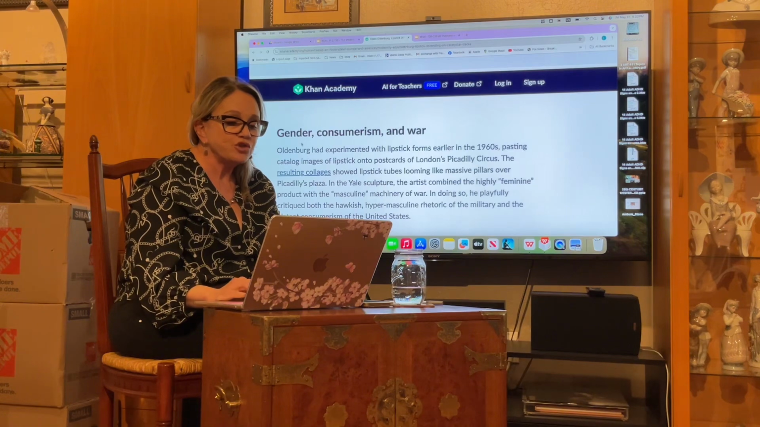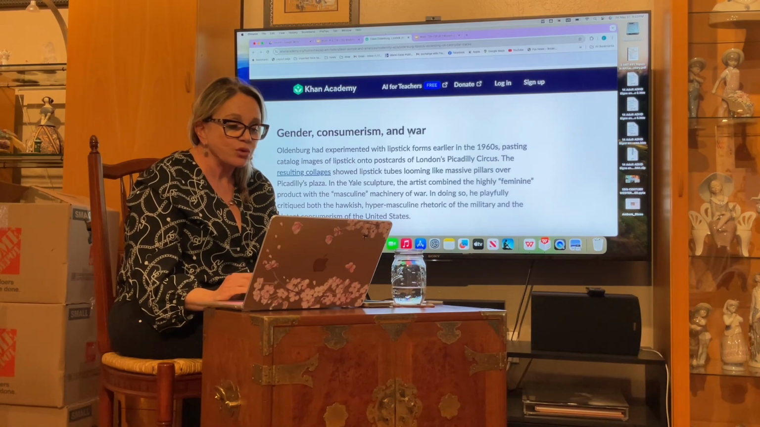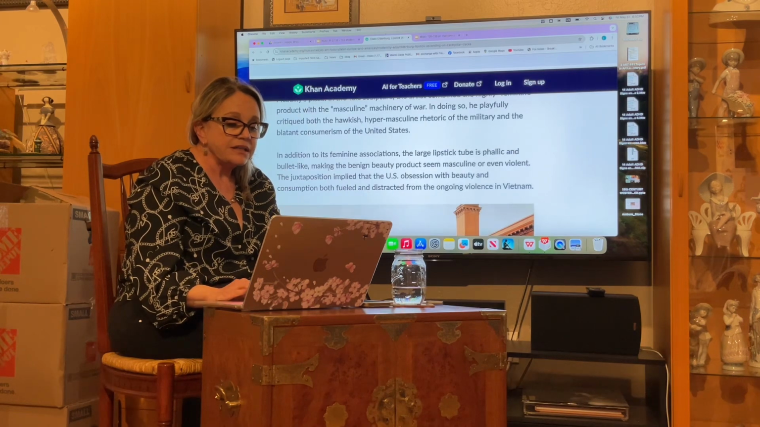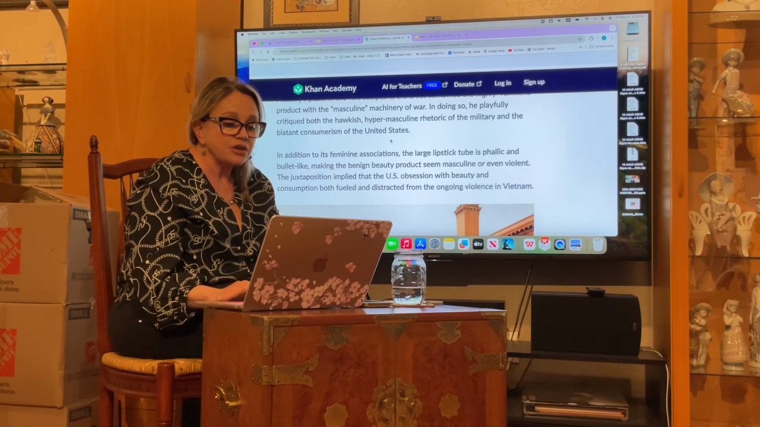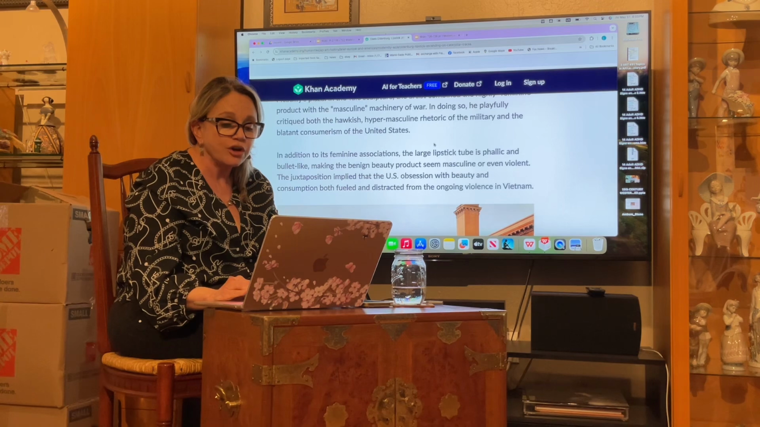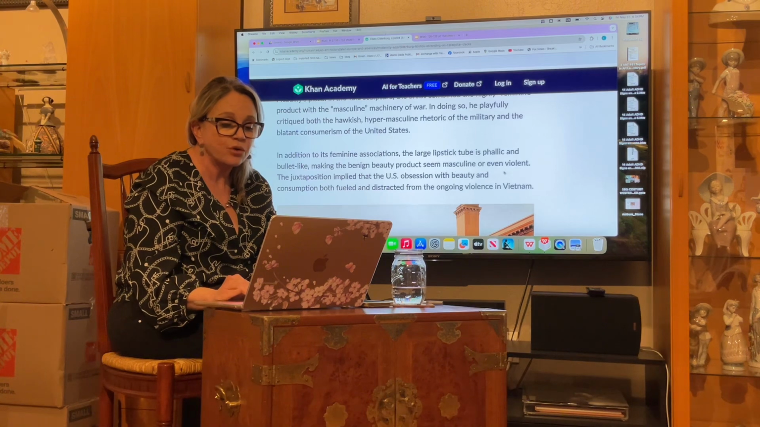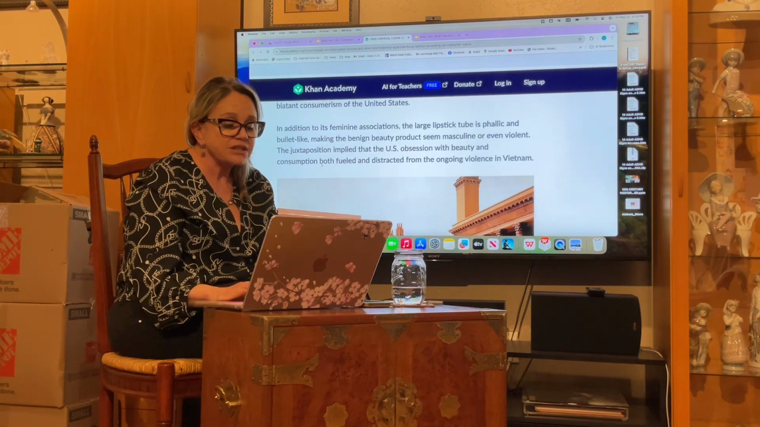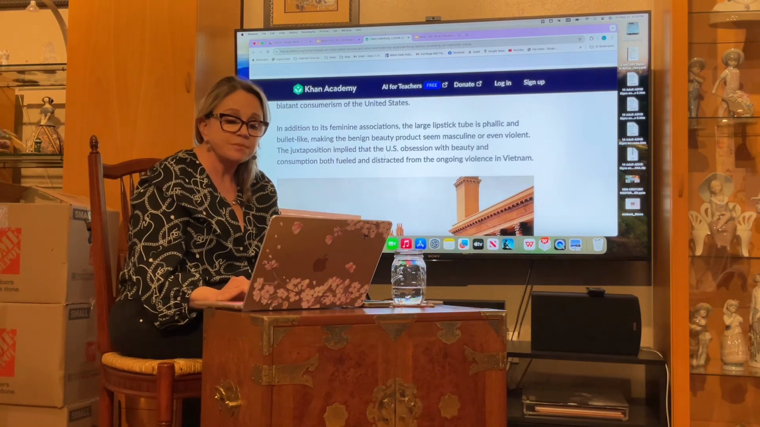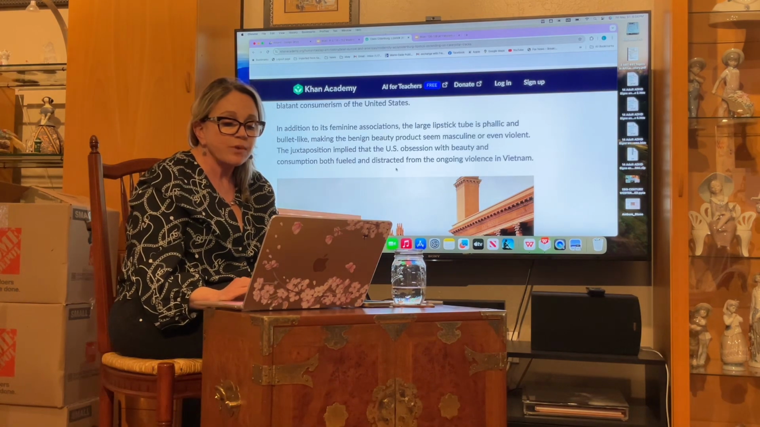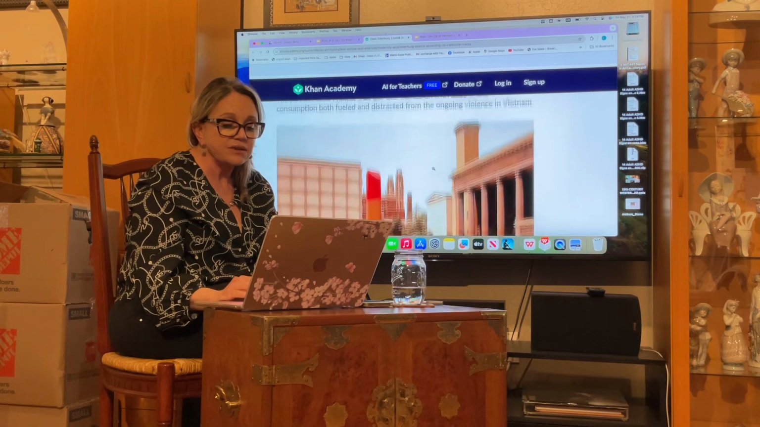So this dealt with gender, consumerism, and the war. In addition to feminine association, the large lipstick tube is phallic and bullet-like, making the benign beauty product seem masculine or violent. The juxtaposition implied that the U.S. obsession with beauty and consumption fueled and distracted from the ongoing violence in Vietnam.